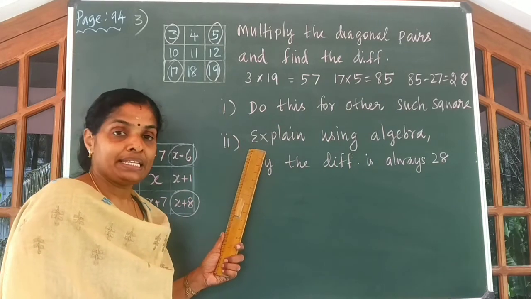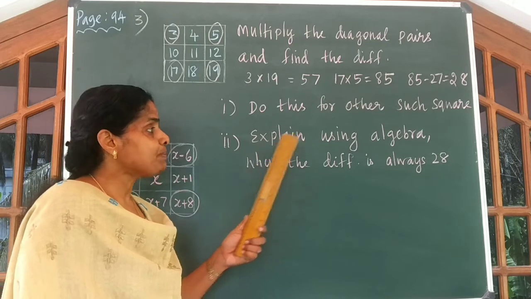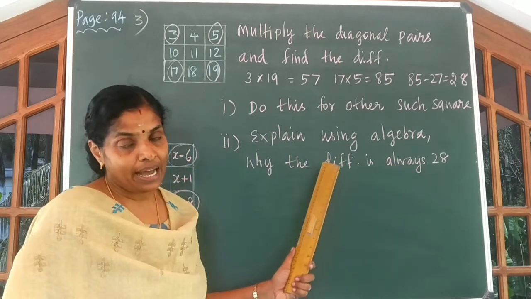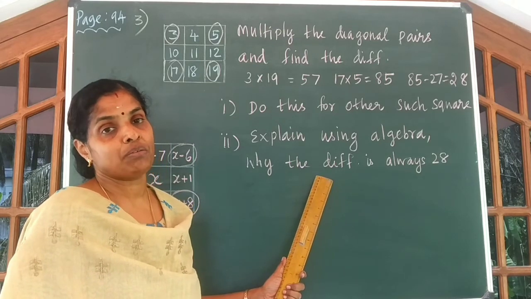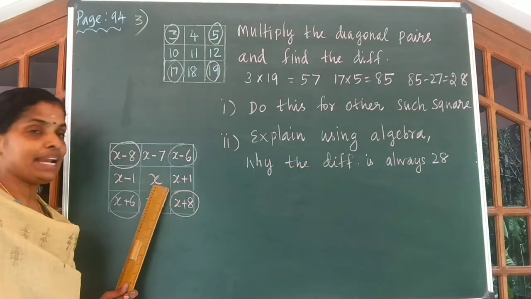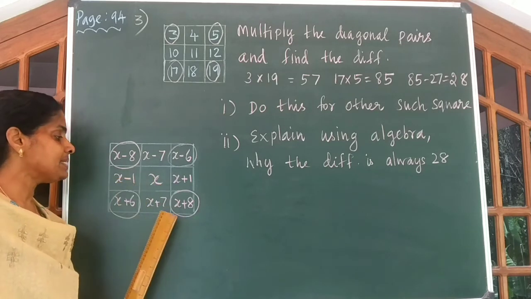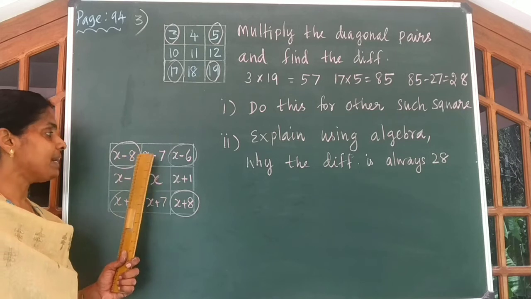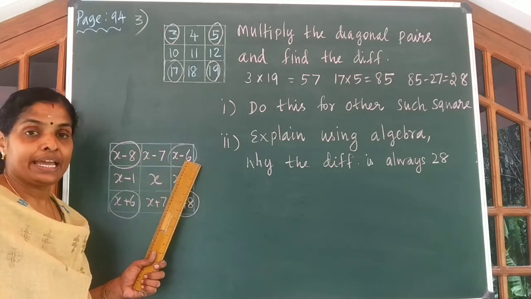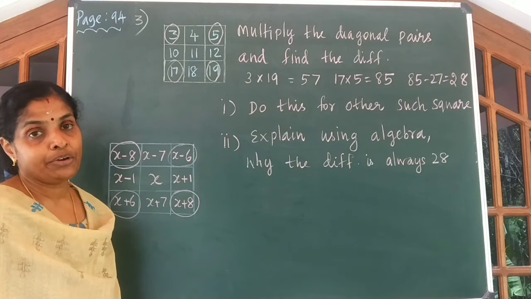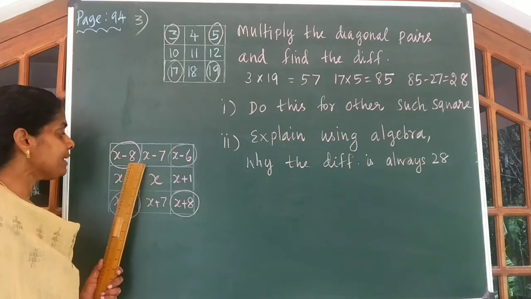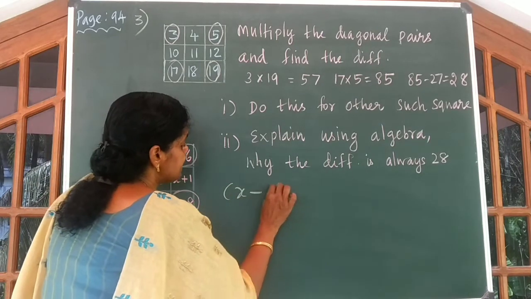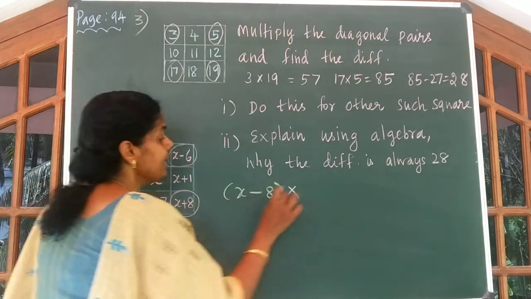I will explain the second part of the question. Explain using algebra why the difference is always 28. So as we did for the previous problem, we took the middle number as x. So the 9 numbers in the calendar are x minus 1, x plus 1, x minus 8, x minus 7, x minus 6, etc. We are going to find the product of these two numbers, that is x minus 8 multiplied with x plus 8.